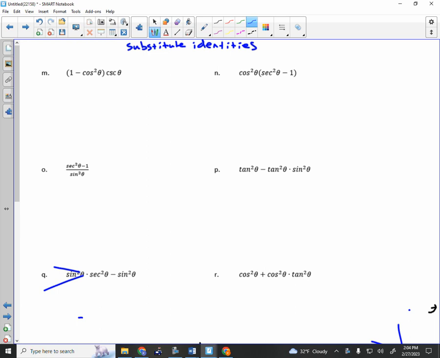So I look at this one right here. A lot of people like to distribute right away, which is an absolutely horrible idea. Now you're like, well, why would that be a horrible idea? Well, try it. You're not going to get anything good. Promise you. And that's why we're going to do a different option. We're going to substitute an identity. You're like, well, what's an identity, Mr. Gens? I'll show you. Super simple.